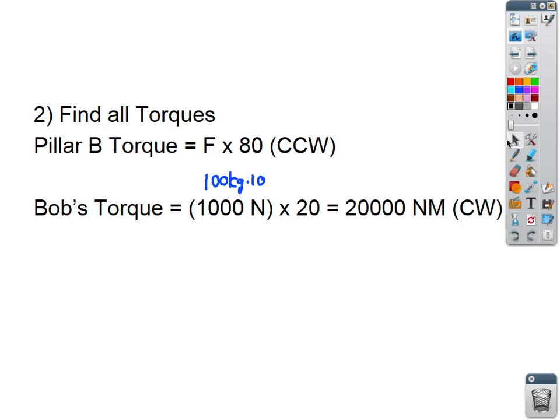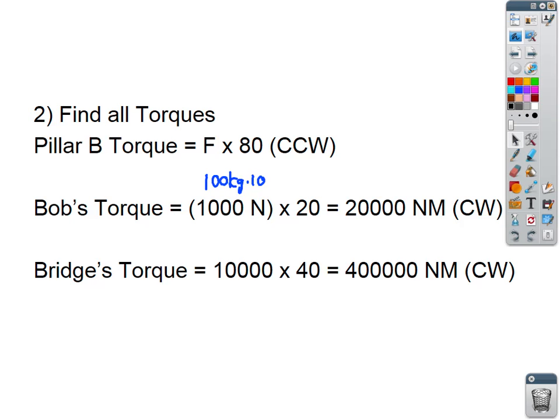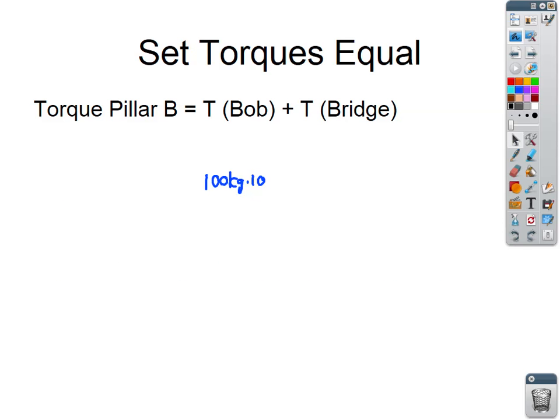The bridge is applying 10,000 newtons of weight. He's a 1,000 kilogram bridge times 40, providing 400,000 newton meters of clockwise torque. So I have a lot of clockwise torque and only one counterclockwise torque. But the thing is, what do I know about all these? They're going to be equal. The total clockwise will equal the total counterclockwise. That's step 3. Set them equal to each other.